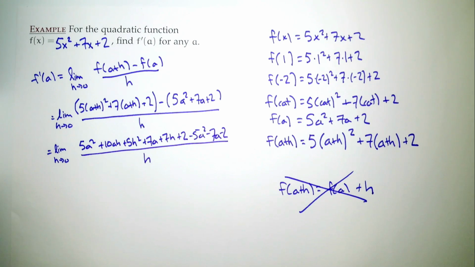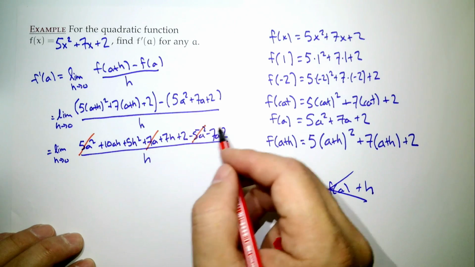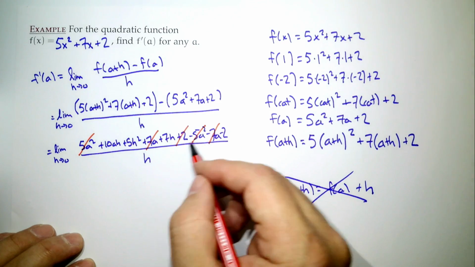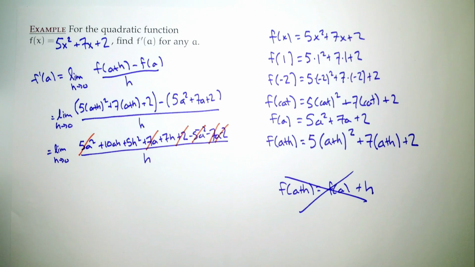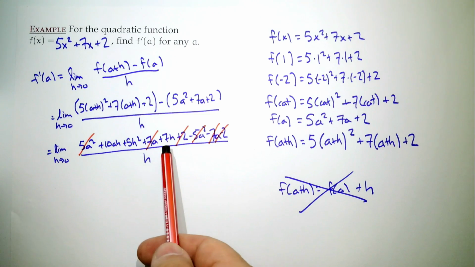Now, if we're good people, what should happen? Things should cancel. And if they're not canceling, you should be very suspicious. You should go back and check your work. In our case, an awful lot cancels. Sometimes you have to do a little bit more algebraic manipulation, but you're going to get to a point where you get a lot of cancellation. Let's look at what remains. There's a 10a times h, a 5h squared, and a 7 times h.